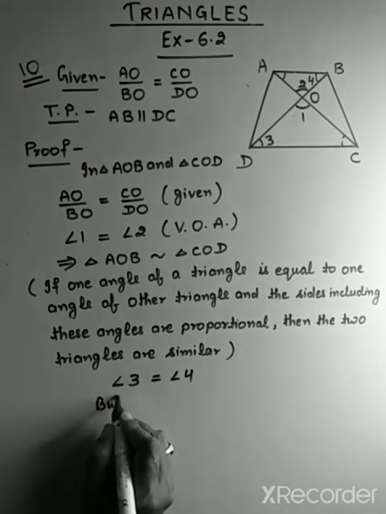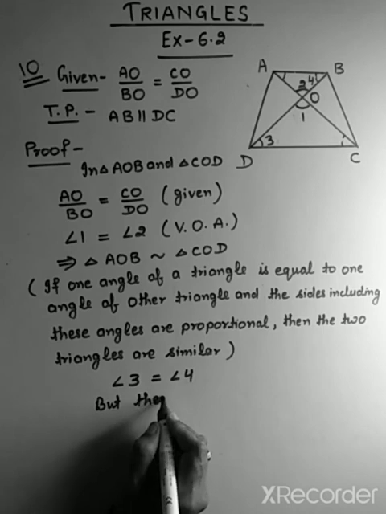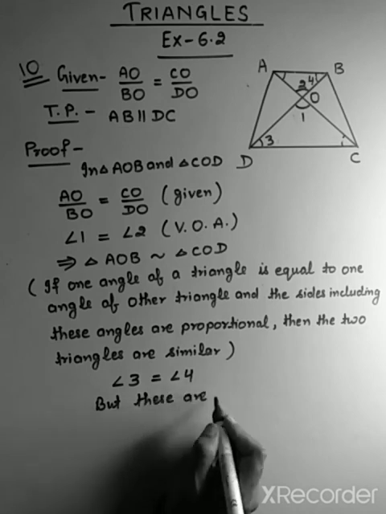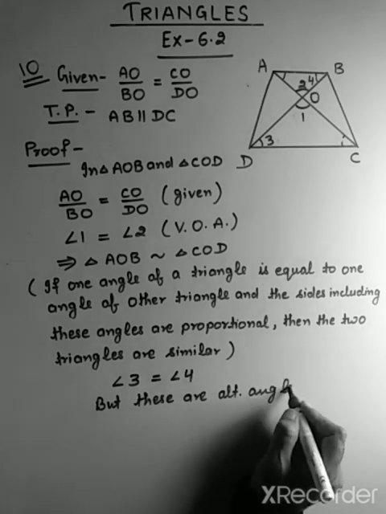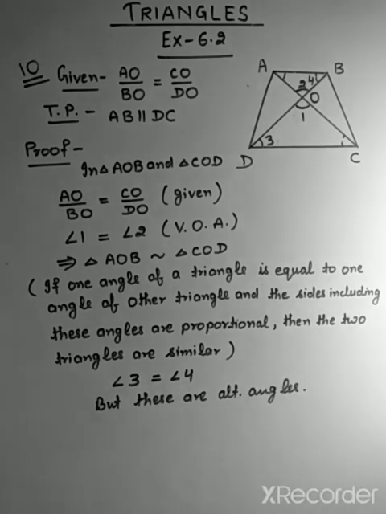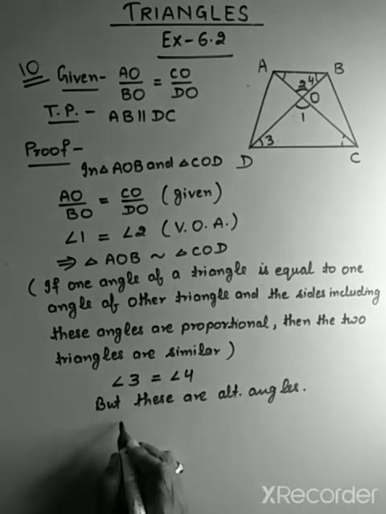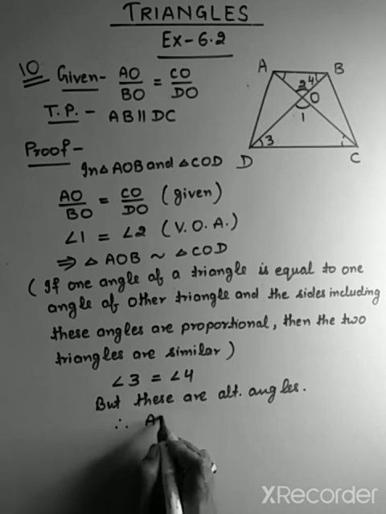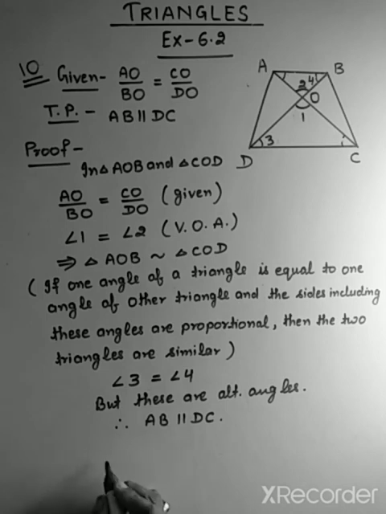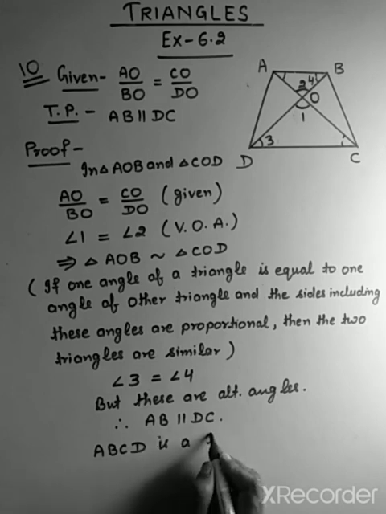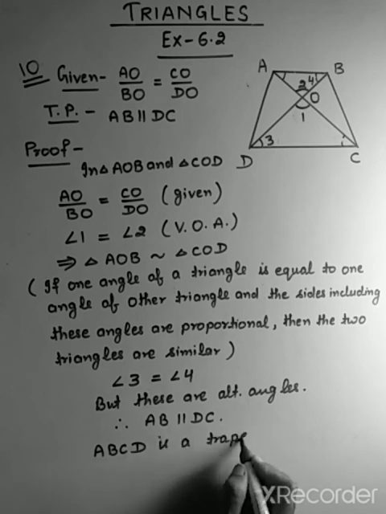Now, if these two triangles are similar, we can say that angle 3 equals to angle 4, but these are alternate angles, and alternate angles are equal only when lines are parallel. So AB is parallel to DC, which proved that ABCD is a trapezium.